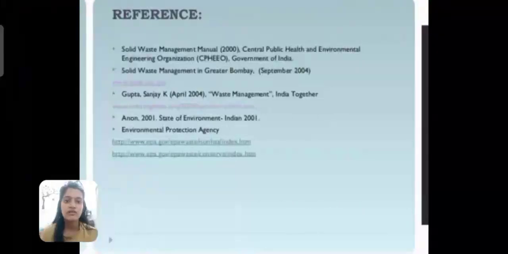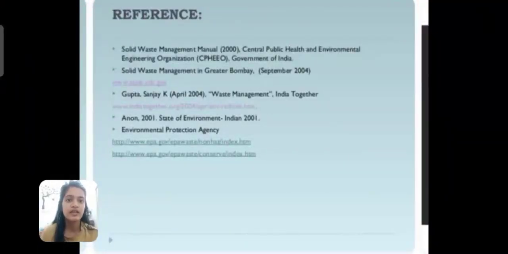Reference: Solid Waste Management, Mumbai 2000, Central Public Health and Environmental Engineering Organization, Government of India. Solid Waste Management in Greater Bombay, September 2004.